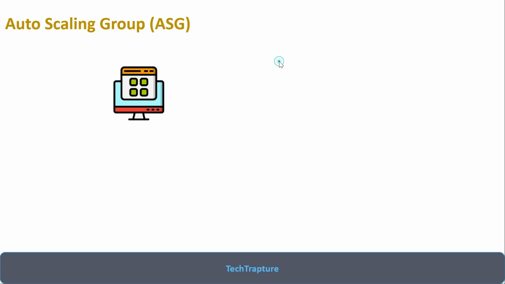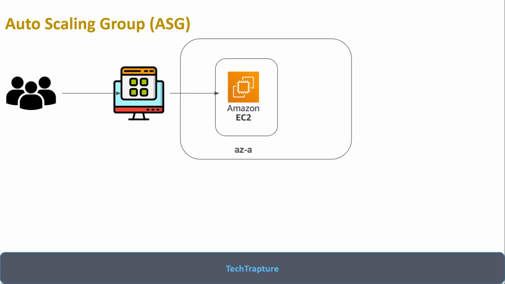Let's assume you have one web application and a lot of users are accessing it, and it is deployed on your EC2 instance. Your EC2 instance is in a single availability zone, you can assume AZ A. It can be any region. If it is working fine, your users are able to access your application, there is no issue, everything is working fine.